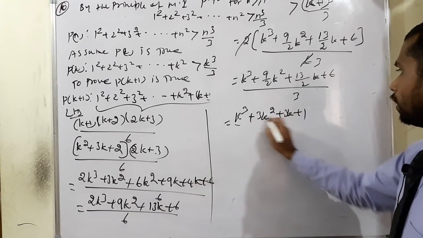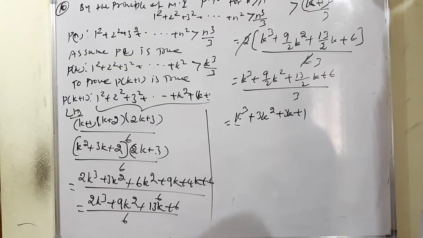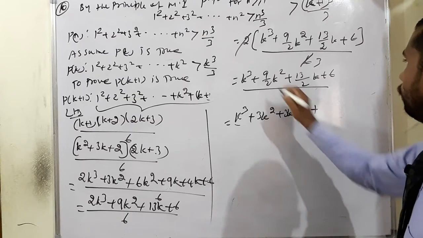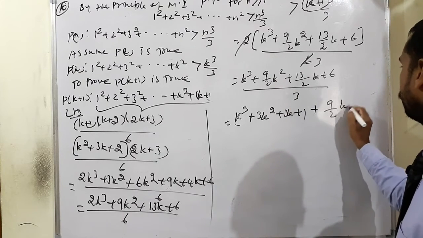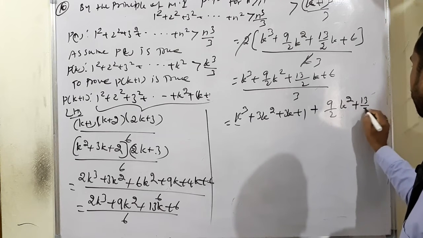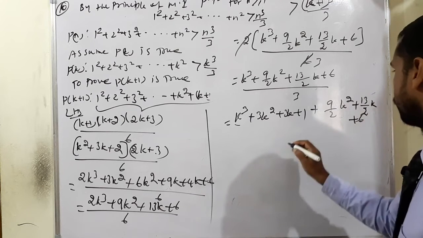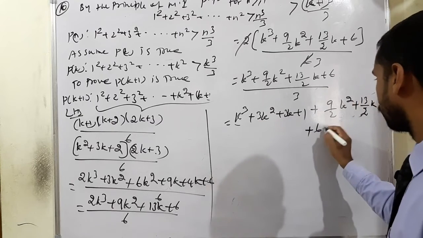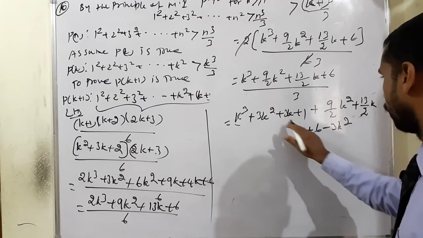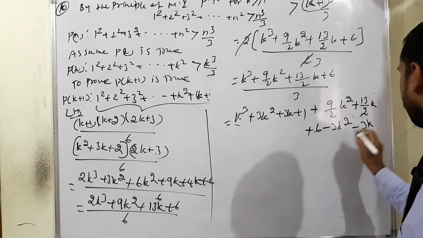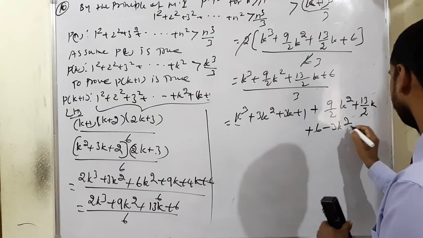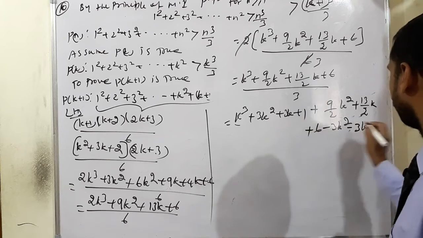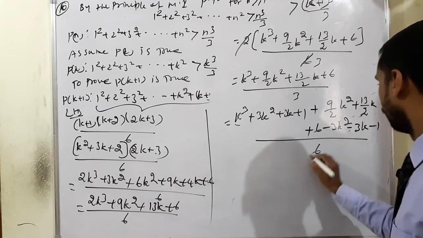Then only we can write this whole term as k plus 1 the whole cube. You can derive it from the a plus b the whole cube concept. Then what are the remaining terms? 9 by 2 k square, then 13 by 2 k, then plus 6. Already we have taken plus 3k square, so we take minus 3k square, plus 3k means minus 3k, plus 1 means minus 1, the whole term divided by 6.